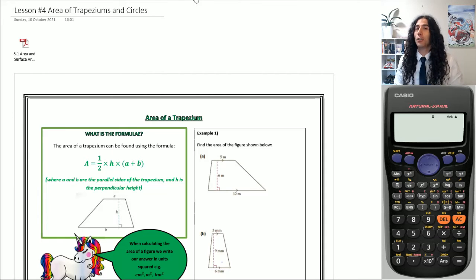We are doing area and surface area 5.1, lesson number 4. So far we did unit conversion, then we did squares and rectangles and parallelograms, then we did triangles and kites and rhombuses. And now we've got two more, trapeziums and circles.